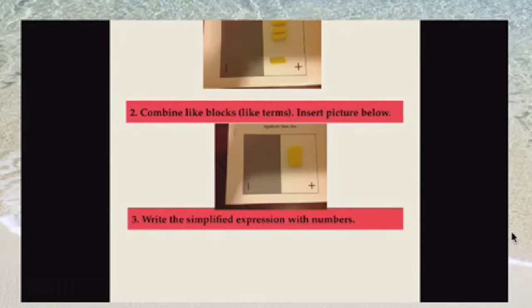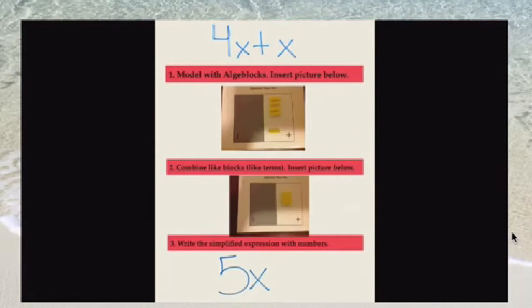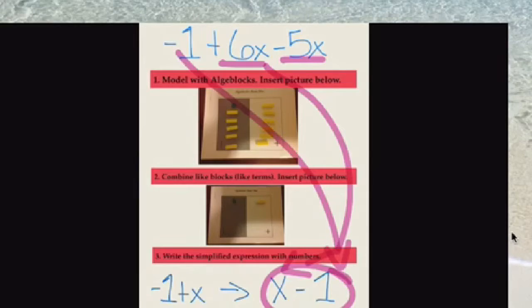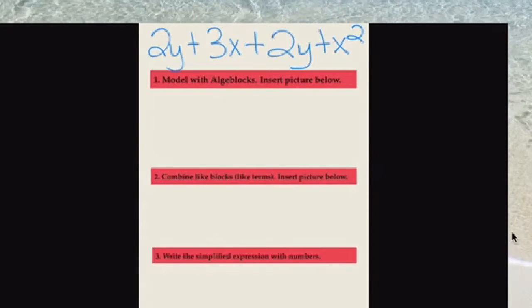And there's our picture. Okay, now our third step here is to write the simplified expression with numbers. So I'm going to take a look here and see that I only have positive values represented, and what I'm showing on that block is 5x. So I can say that 4x plus x, my original expression simplified, is 5x. Okay? Alright, let's try another one.